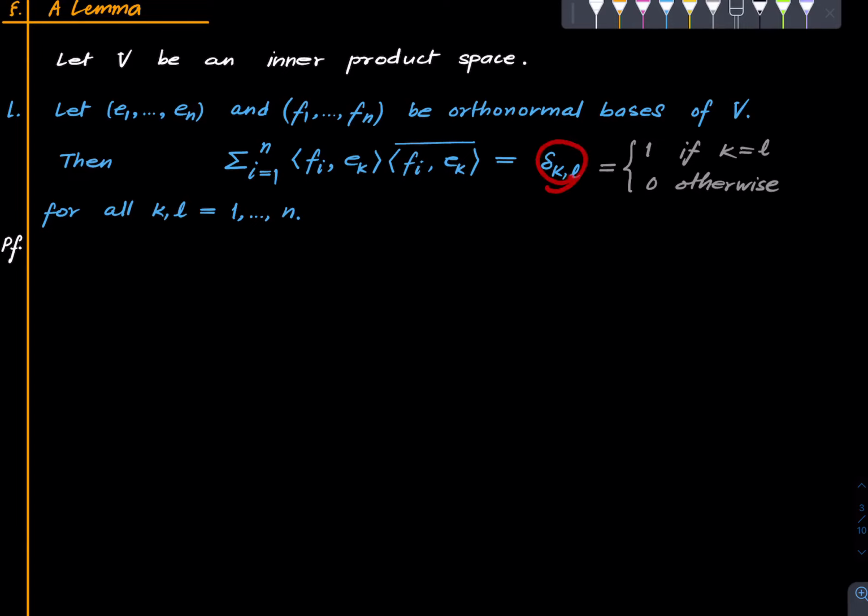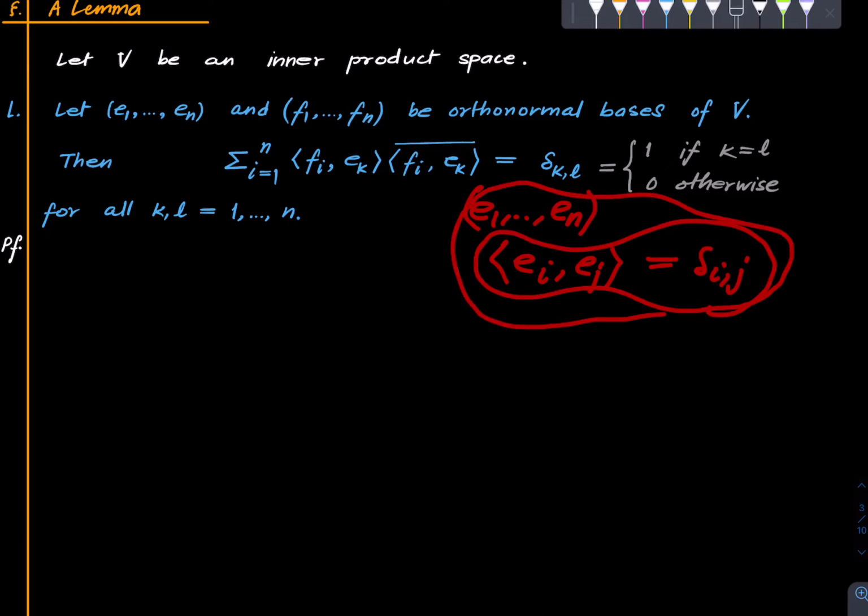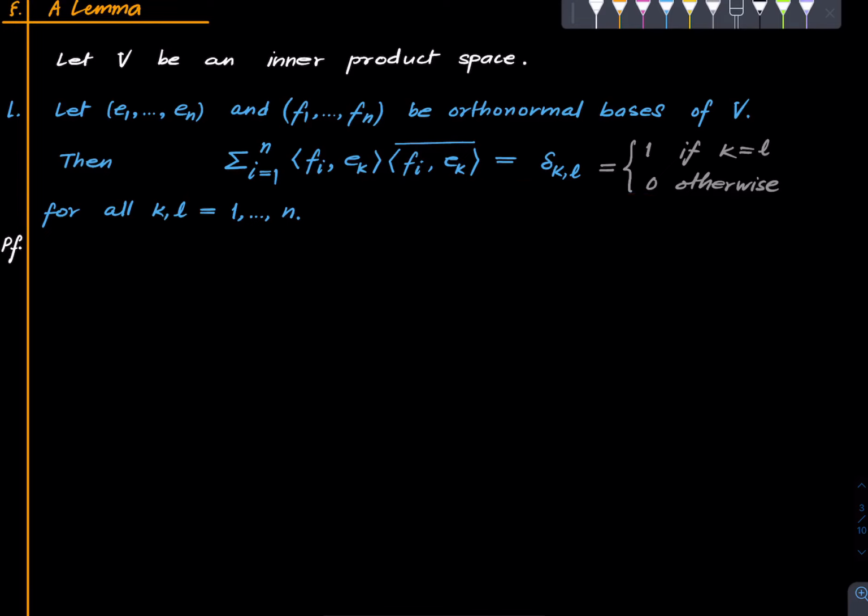In terms of the Kronecker delta, one can rephrase the definition of an orthonormal basis by just saying that a given basis e_1 up to e_n is orthonormal if this is equal to the Kronecker delta i j. I'm sure you agree. And with that, now let's prove it. Here is where one could use the star marked exercise, but I will not do that. I will do it in the language of endomorphisms. So let's start.